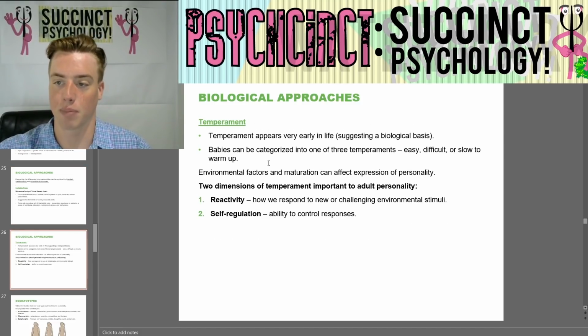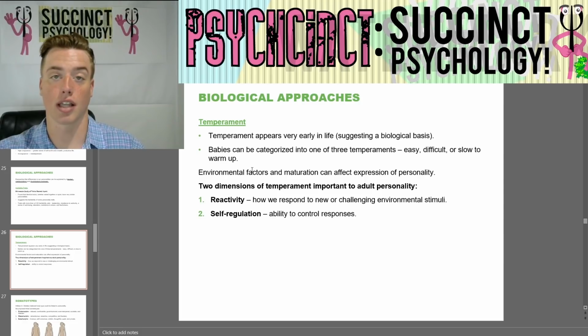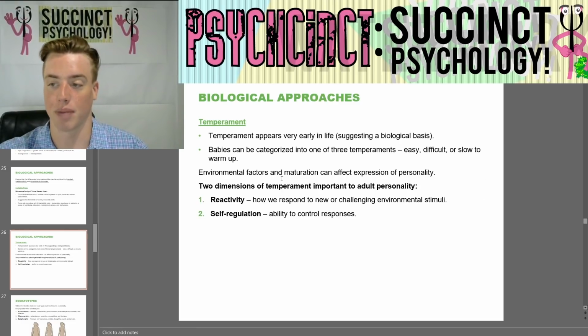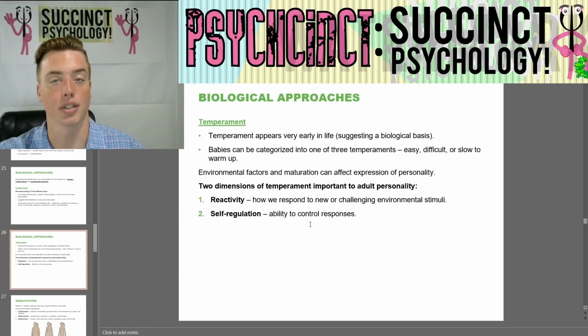Now, continuing, temperament. Temperament appears very early in life, suggesting a biological basis. Babies can be categorized into 1 of 3 categories: easy, difficult, or slow to warm up. Environmental factors and maturation can affect expression of personality. 2 dimensions of temperament important to adult personality: reactivity, or how we respond to new or challenging environmental stimuli, and self-regulation, or the ability to control responses.